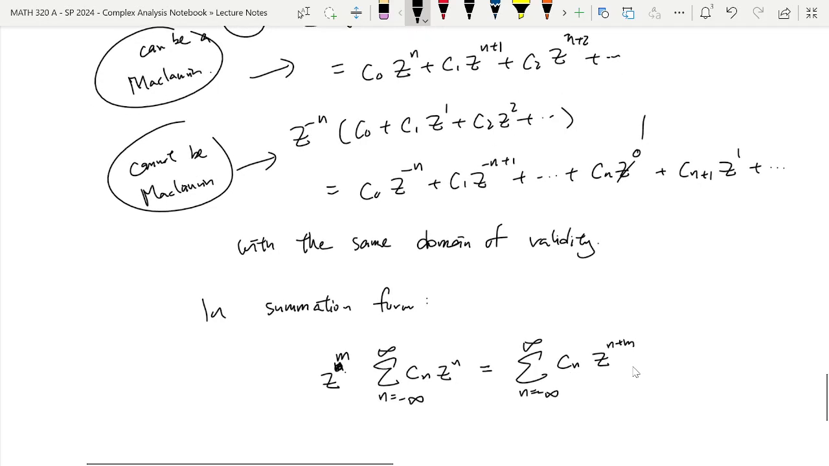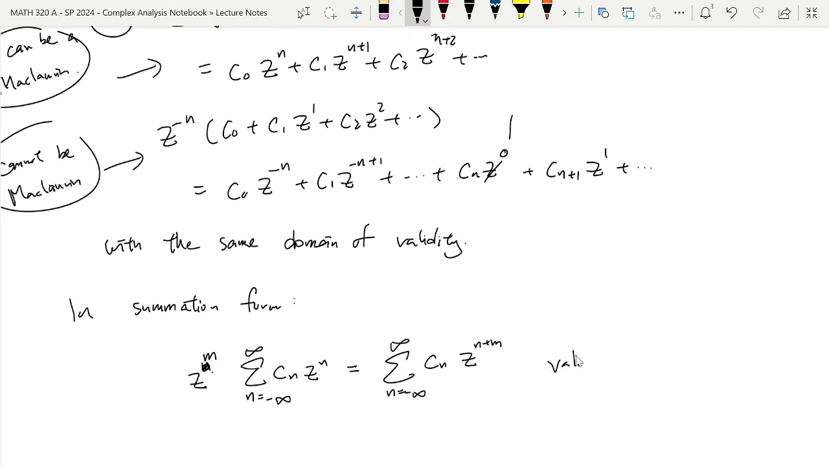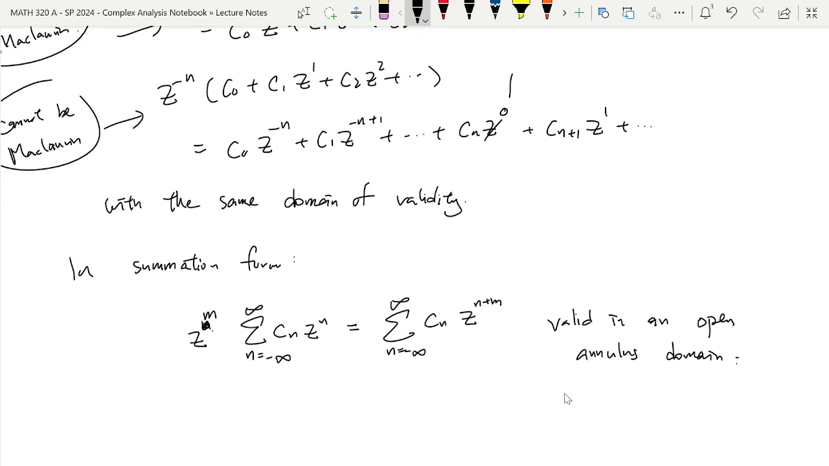And this is valid in an annulus domain. And that annulus domain is like little r, the modulus of z, and then less than the greater R. I don't think I should use little r. Let me think. Yeah, I'm not using r too much. Let's use little r.